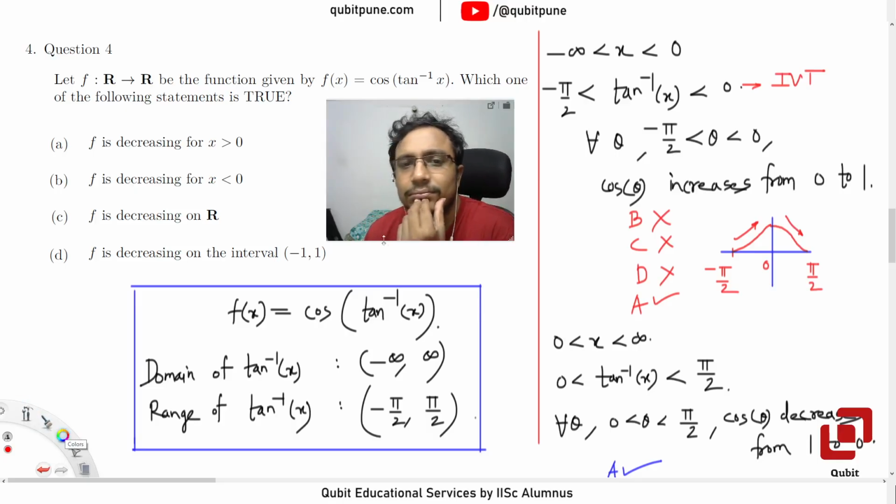Sir, may I suggest a different method? Sir, we can draw a triangle, assume the angle to be theta, and the opposite will be x and the adjacent will be 1. So the hypotenuse will be under root 1 plus x square, and cos of that will be 1 upon under root 1 plus x square, and we can find the derivative of that, and we get f dash x to be minus 1.